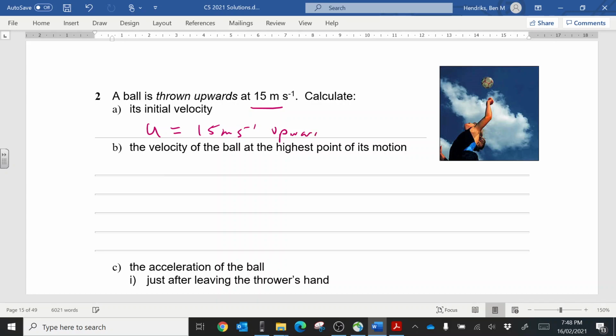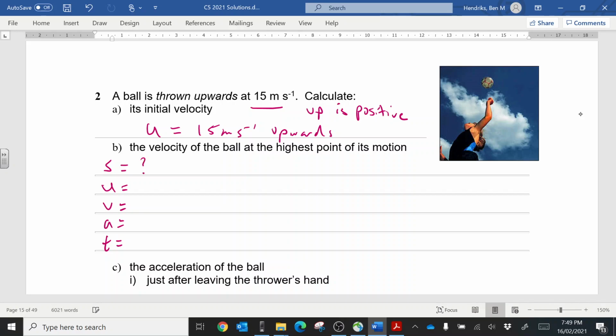And I guess I haven't actually defined what the positive direction was, but we just kind of wrote it down. So we'll say up is positive. That's the first thing I should have done, wasn't it? Up is positive. So, the velocity of the ball at the highest point of motion. We don't actually know what s is equal to, so we'll write down SUVAT first.